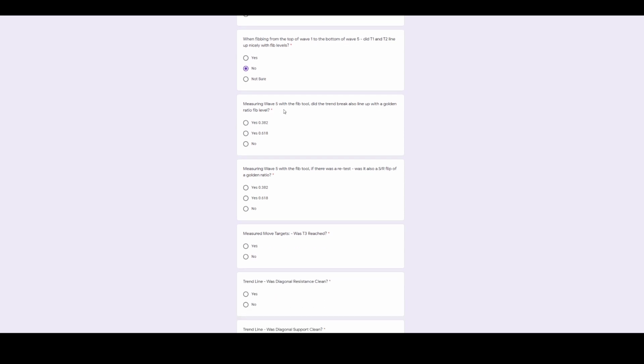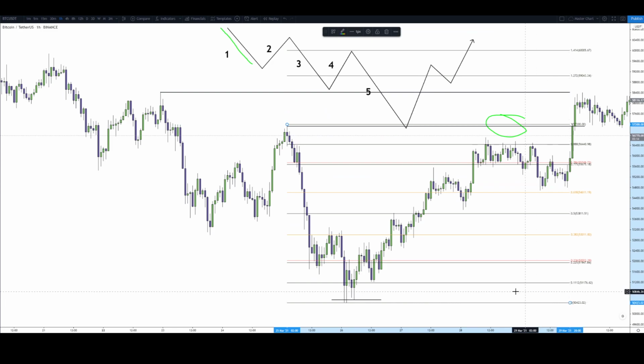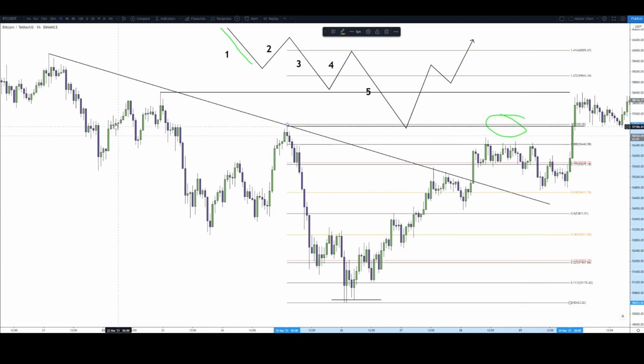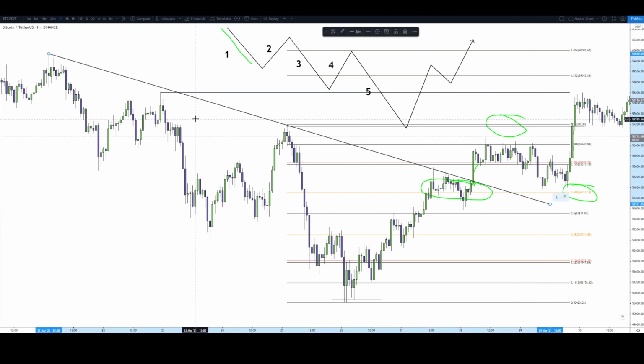Measuring wave 5 with the fib tool, did the trend break also line up with a golden fib ratio level, right? So what we do is delete that. Wave 5 is this last big dump down. We want to measure that, right? Make sure we get our trend line drawn in. And we've got here the golden ratio 618 is also where it's flagging and breaches resistance here. We could do it this way where it retested. Whatever. That's the 618 that's relevant.